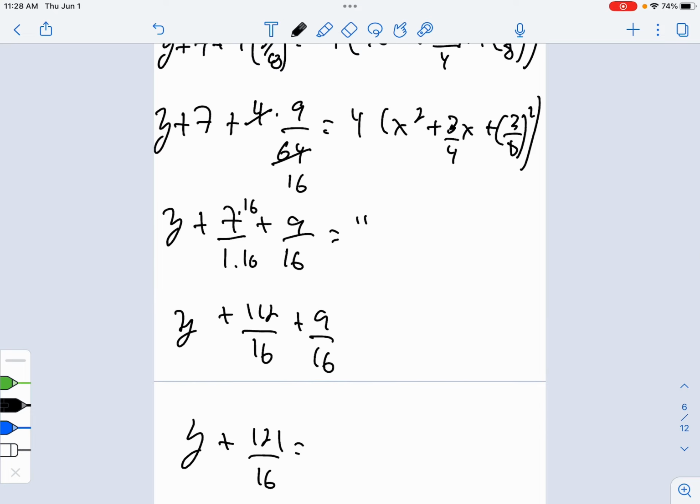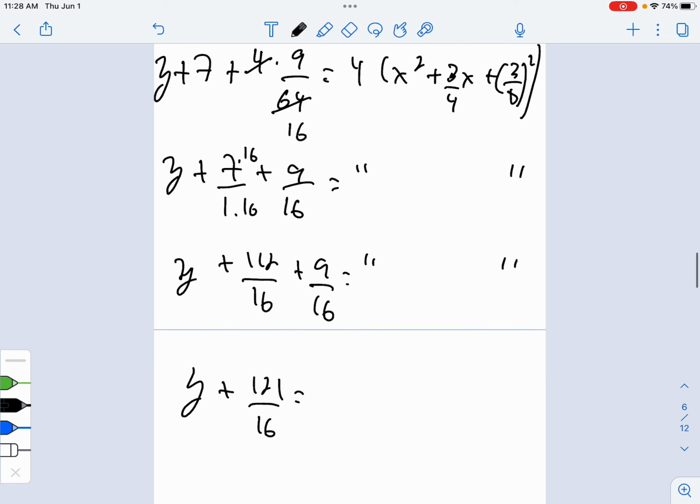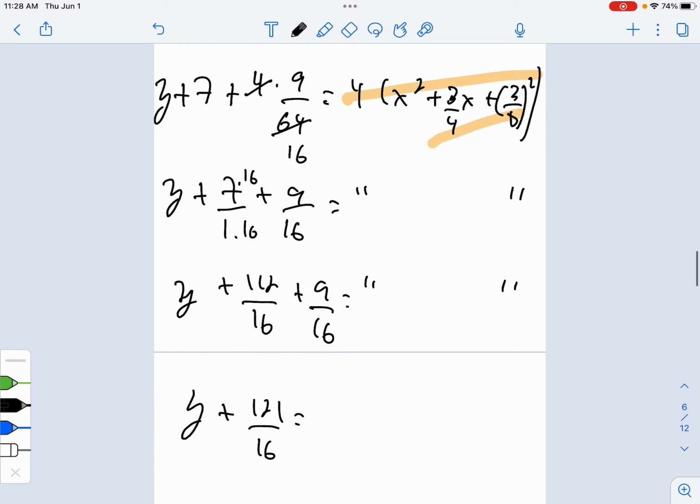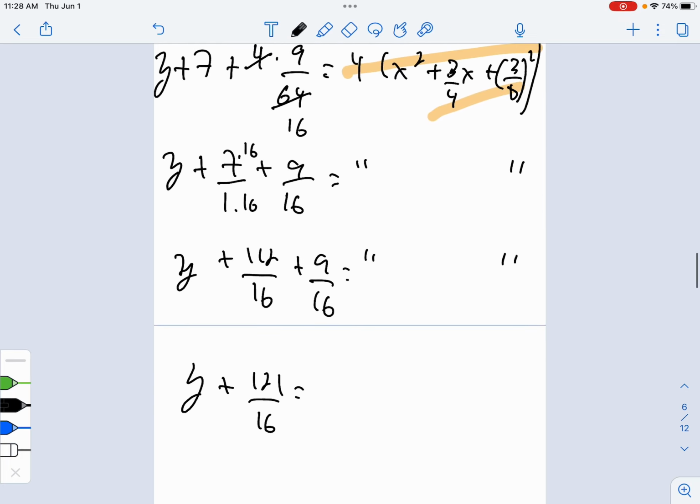And on the right-hand side, with all these steps, you would have the same expression that I have up here, with the 4 times (x squared plus 3/4 x). That would not change. Okay, so I'm just going to bring all that down.